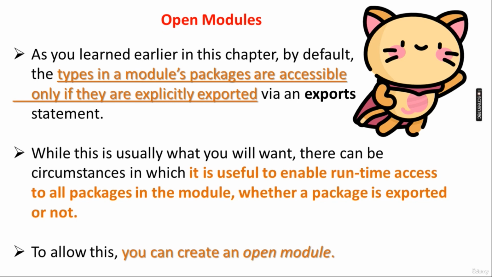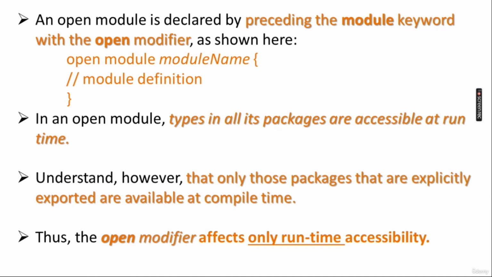So when you are creating an open module, all the packages inside by default become accessible to other modules. You can create an open module for this situation. Open module, module name, module definition. Okay. So at runtime, it will be accessible to all the modules. And it is declared by preceding the module keyword with the open modifier.